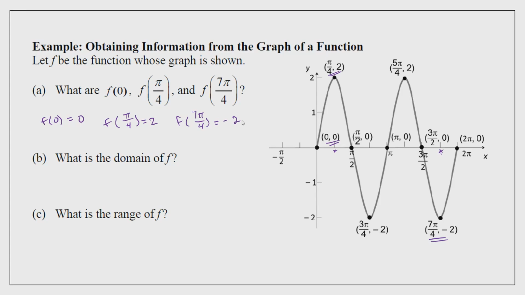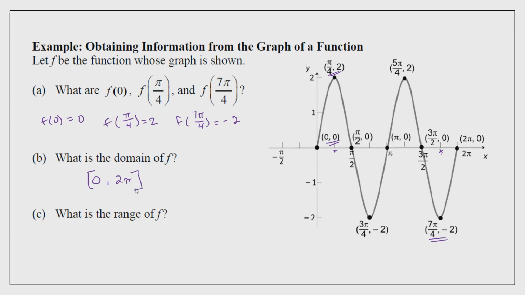Okay? So what is the domain of f? So for this graph, the domain is going to be all of the x values represented in our graph. Well, the lowest x value that's represented is 0, and the highest x value is 2 pi. So our domain goes from 0 to 2 pi. Now we actually have points at these x values, therefore, we have brackets on this interval.